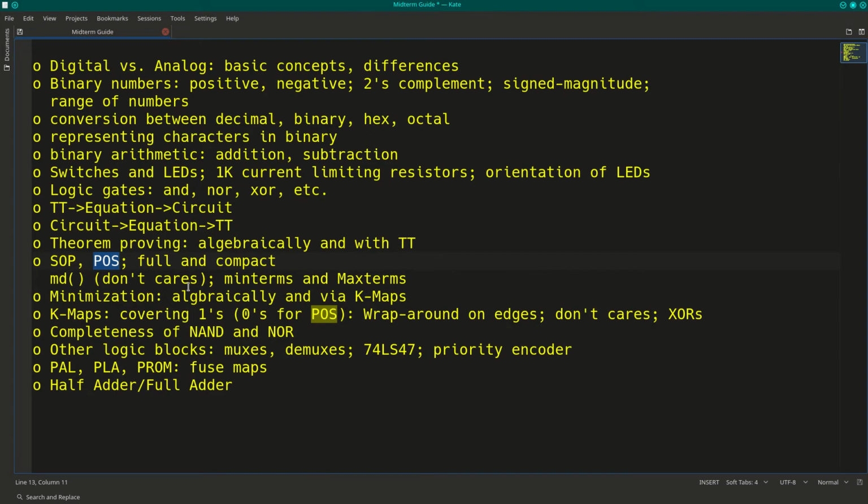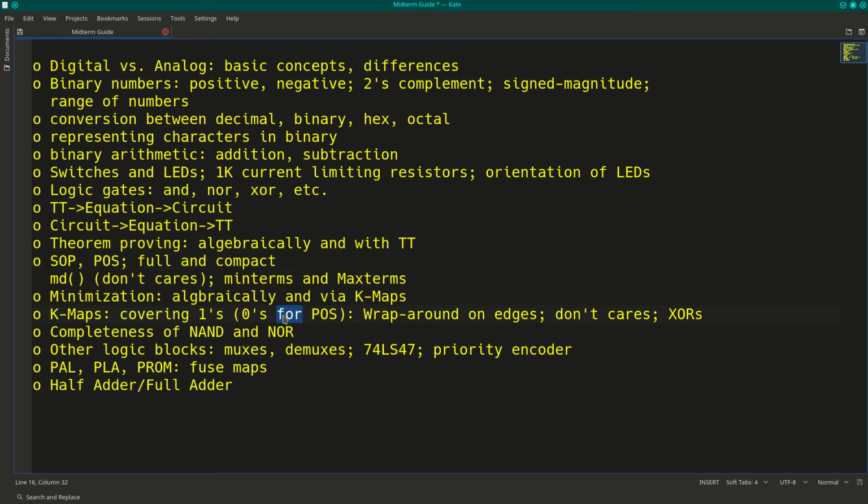So MDs, don't cares. Remember, don't care terms you can optionally cover in K-maps. So min terms and max terms. Minimization, you can minimize algebraically by trying to factor things out, but the easier way is to use a K-map. So you've done tons of K-maps at this point. You're basically covering ones if your goal is to write a sum of products. You're covering zeros if your goal is a product of sums.